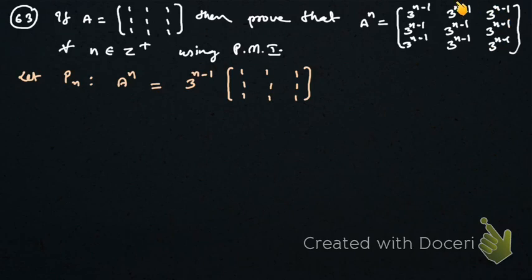I saw that every single element inside this 3 by 3 matrix was the same, 3 raised to n minus 1. So I took 3 raised to n minus 1 out, and then I have 1, 1, 1, 1, 1, 1, 1, 1, 1. That's your P(n). Don't take the simplified format. Now you try to do this question, I'm sure you will be able to get this answer.